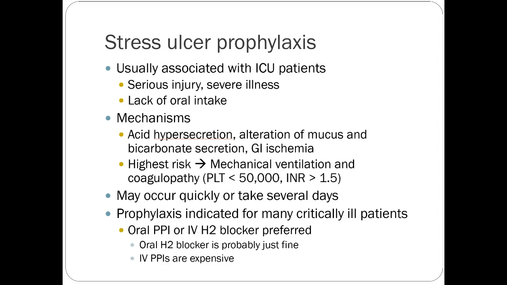Stress ulcer prophylaxis. This is something usually associated with hospitalized patients that are immobile. So I think about an ICU patient or somebody who's mechanically ventilated being at highest risk, or somebody who's also on some sort of anticoagulant would also be at risk. It could occur quickly or take several days. Prophylaxis is indicated. Usually we use oral PPIs or IV H2 blockers. They're both pretty inexpensive choices.